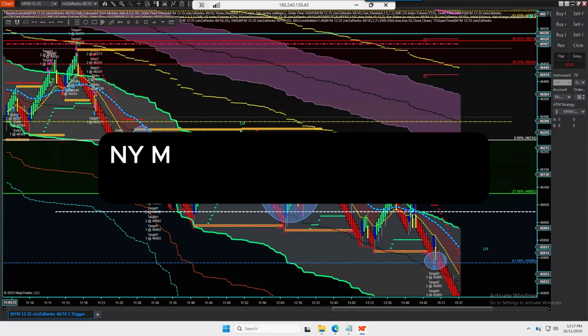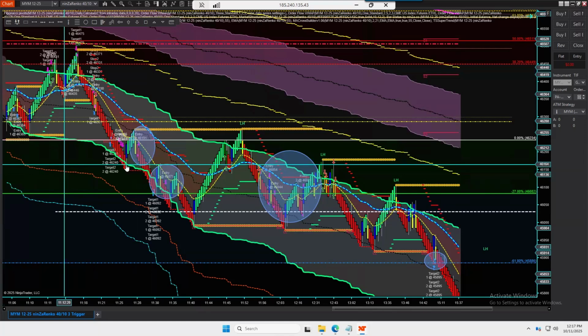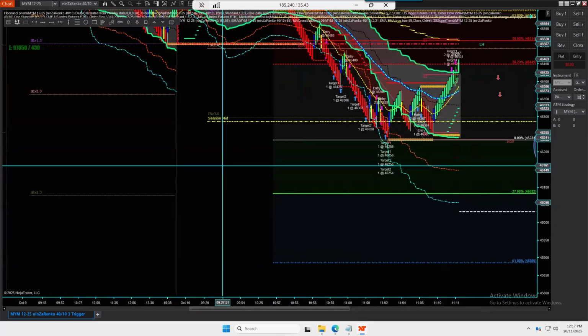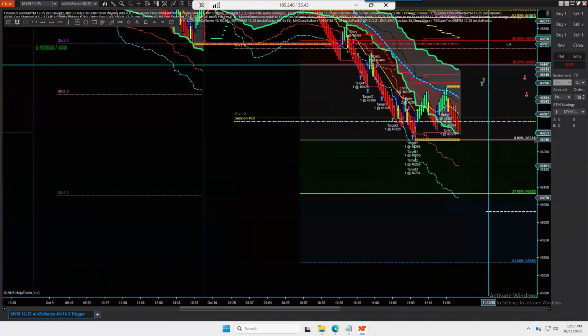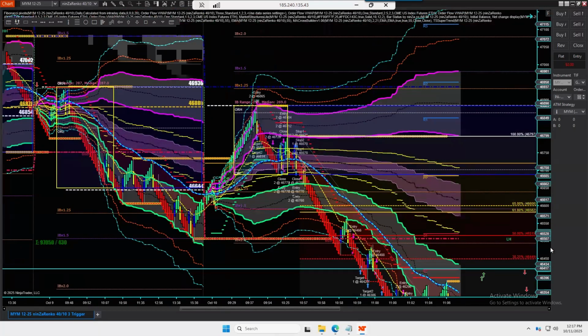Traders, here's a chart of the trades I took on Friday. Friday had that big crash, which no one saw coming. This is MYM, which is micro Dow. So the opening is right there, and there's the big crash right there.